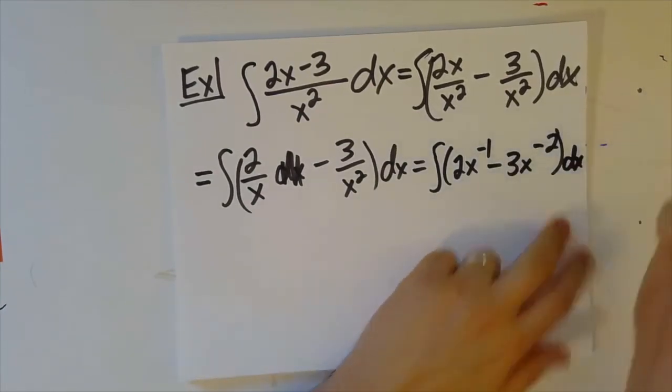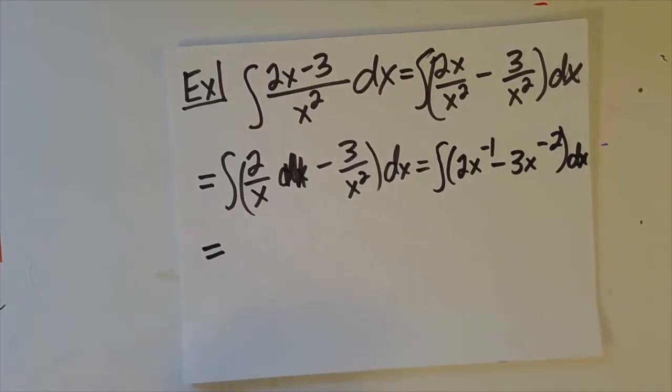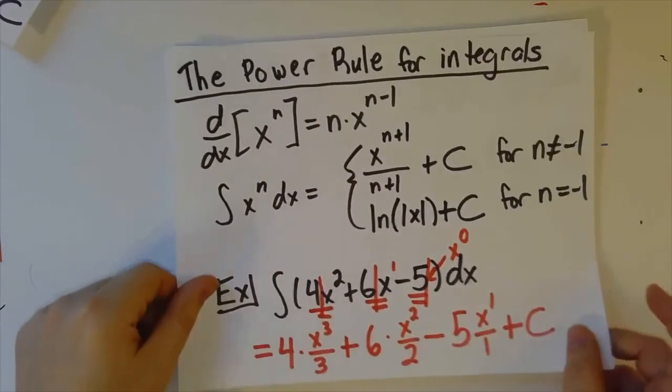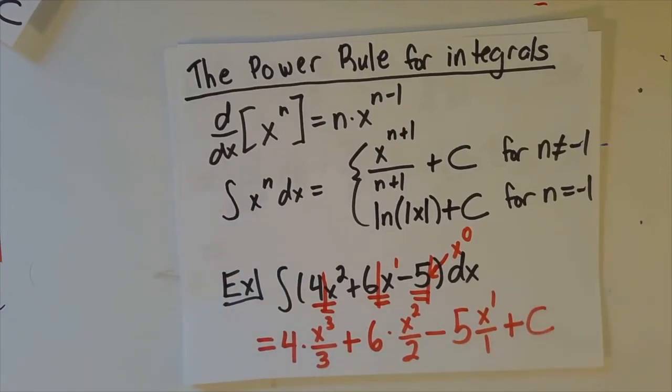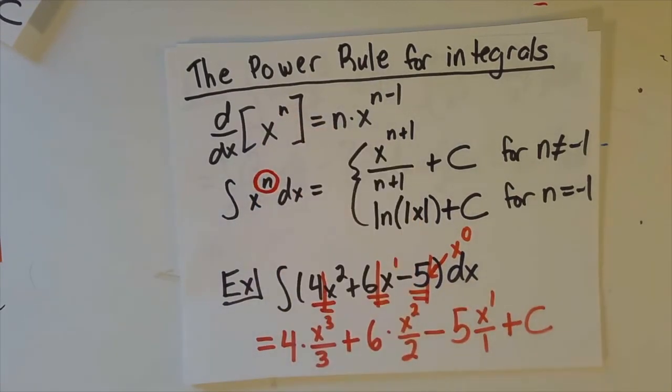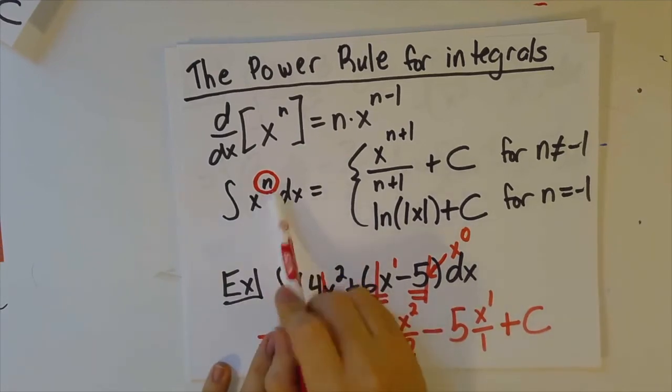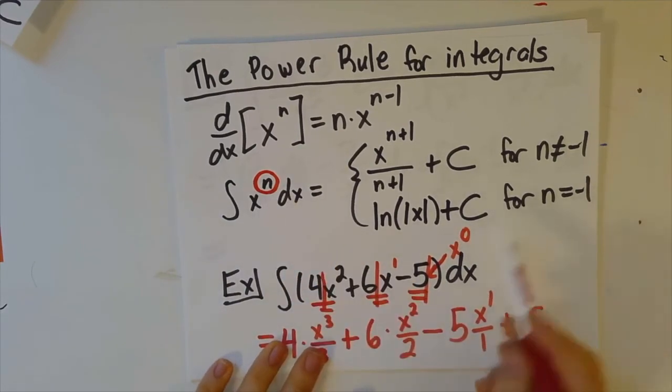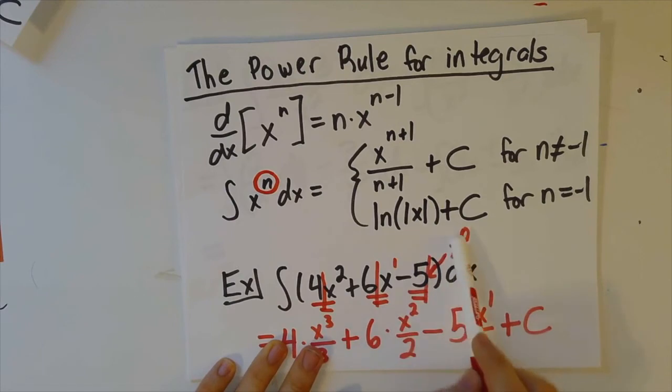So this is 2x to the minus 1, minus 3x to the minus 2 dx. And now here is where you need to remember that when we gave the power rule, there was a specific call out in the power rule for what happens if this power of x that you're looking at is exactly the minus first power. Because if this power is exactly the minus first power, you need to remember that you're going to get something with a natural log in it.